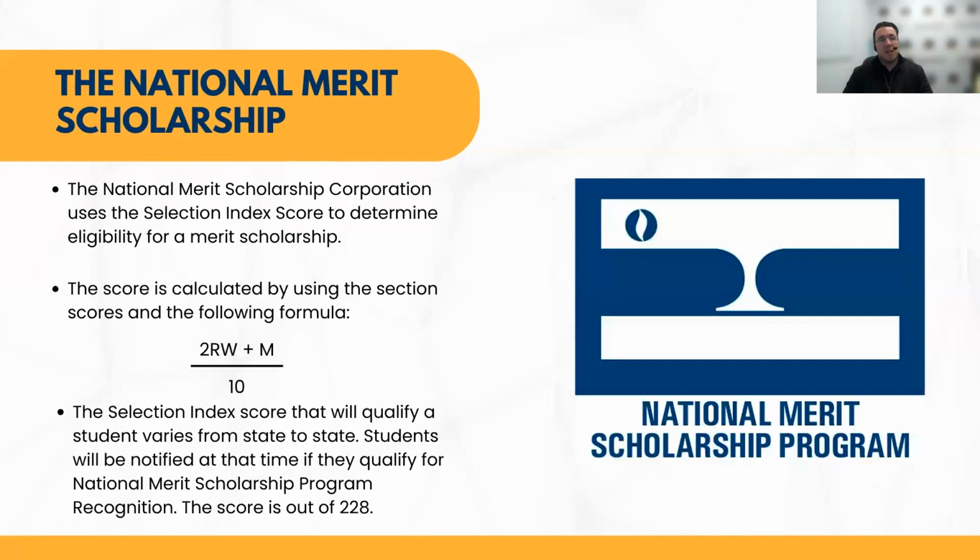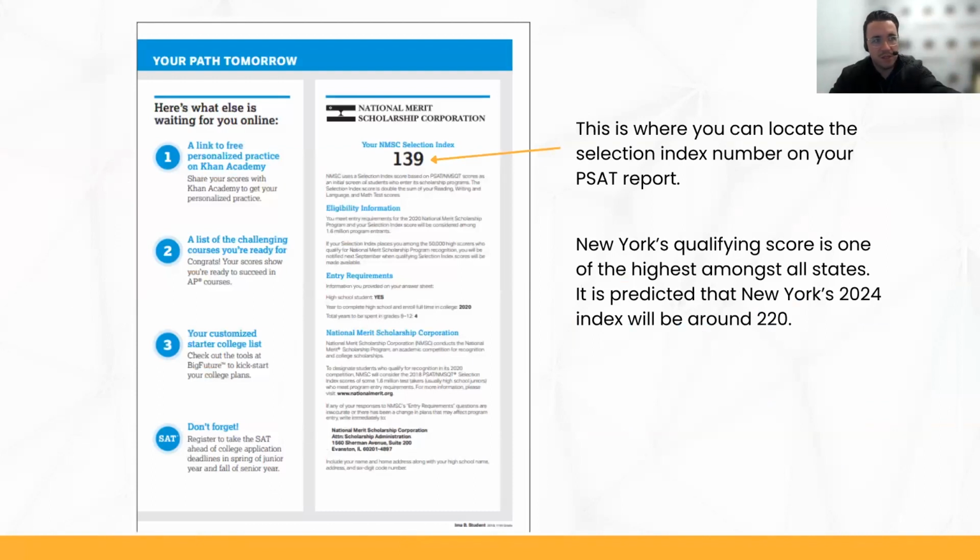So here is the calculation for the National Merit Scholarship qualification. Anyone has any questions about this, I'm happy to answer those after, or privately, but basically the score is calculated by using the section scores. So you take your reading and writing score, you multiply that by 2, you add it to your math score, and you divide by 10. So the maximum is 228, and in New York, to get the actual scholarship, you can see this is an example of what the index score looks like. They give it to you on the page.